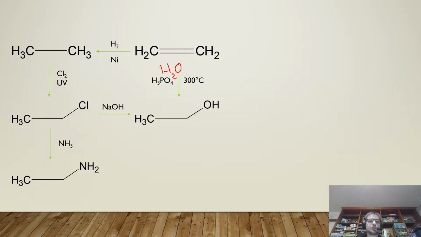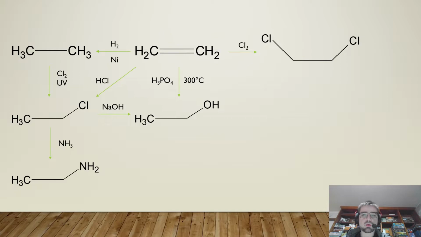So water, phosphoric acid, and 300 degrees. We can also turn it straight into the haloalkane. So even if you wanted a haloalkane, there's no point going to it through the alkane. We can go straight there. We can also have the dihaloalkane as well.